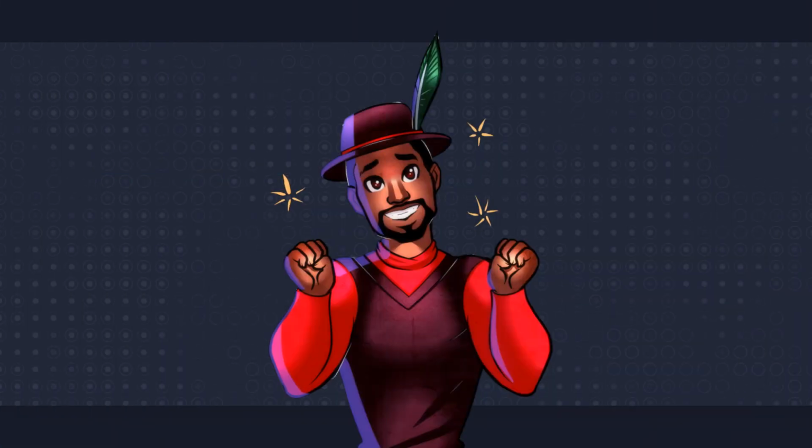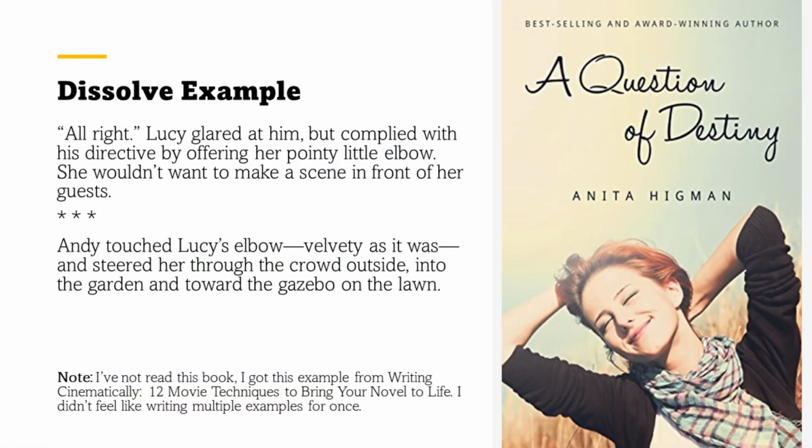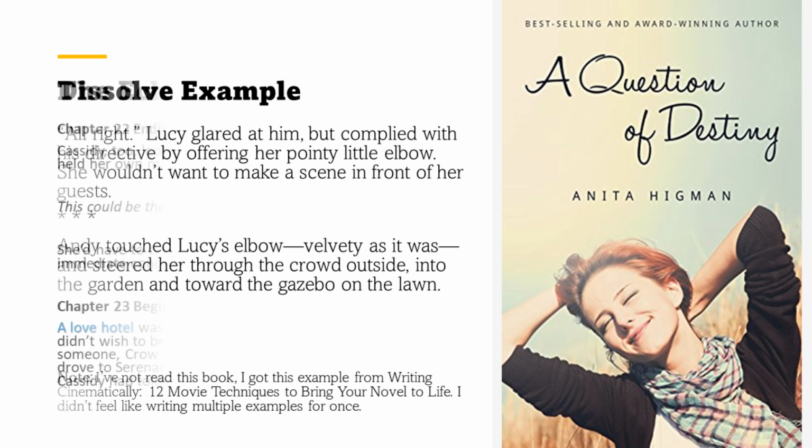Now, for the approach I've really wanted to discuss, approach number 6, the dissolve. The dissolve technique in writing is like smoothly changing scenes in a story by linking them with a common element. Imagine you're watching a movie, and the scene shifts from one location to another, but there's something that remains the same in both scenes. Maybe an object or a theme. That's a dissolve.